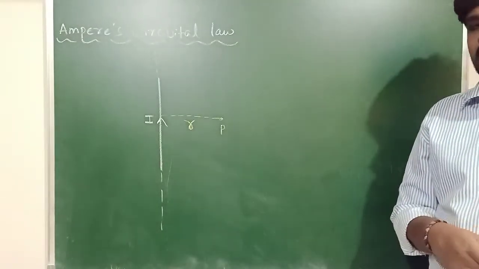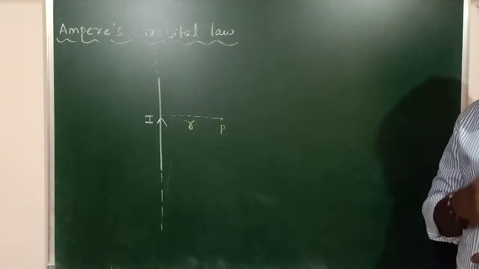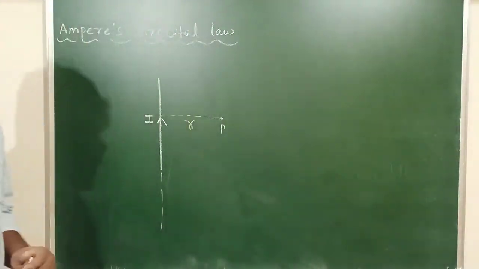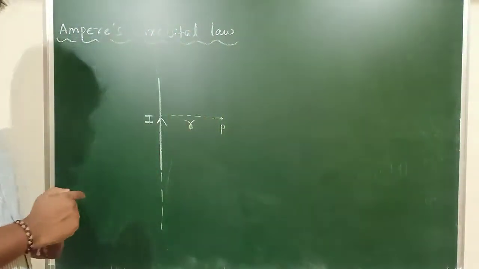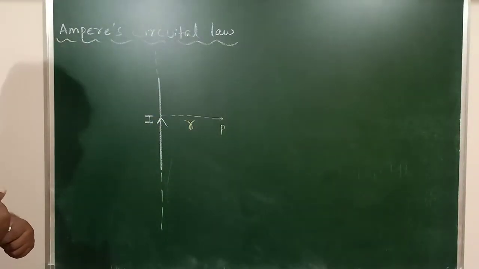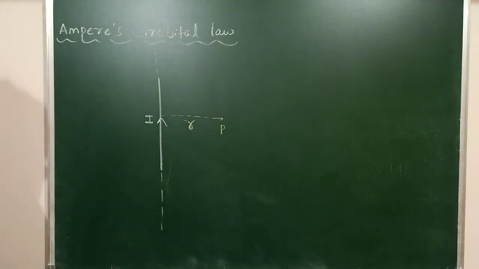We call that loop an Amperian loop. Condition is that the Amperian loop should pass through your point. At whatever point you are determining the magnetic field, that Amperian loop should be passing through that point.